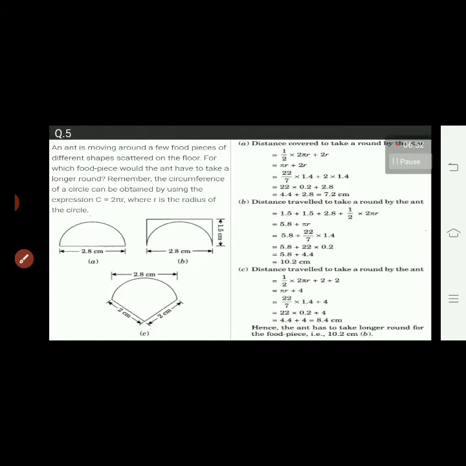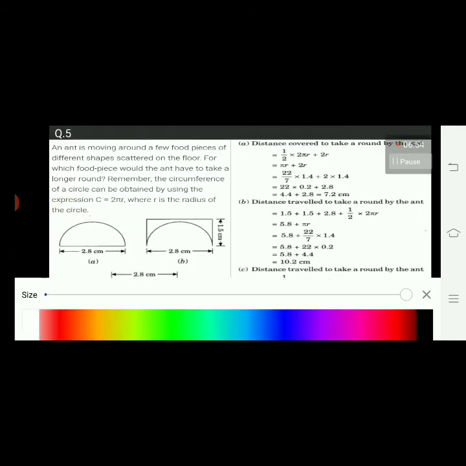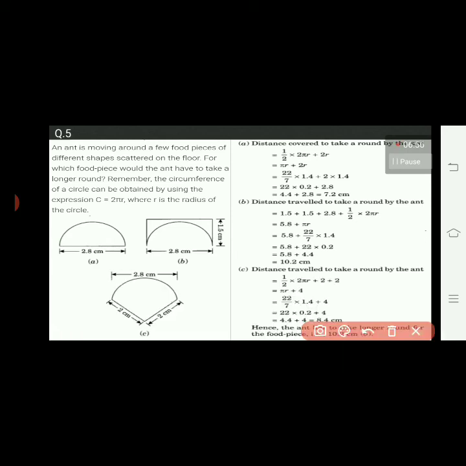Now question number 5. In question number 5, an ant is moving over a few food pieces of different shapes scattered on the floor. Some food pieces are given which are scattered on the floor. For which food piece would the ant have to take a longer round? In which of these food pieces will it have to walk the most? And remember, the circumference of a circle can be obtained by using the expression C equals 2πr. They are giving just a hint.